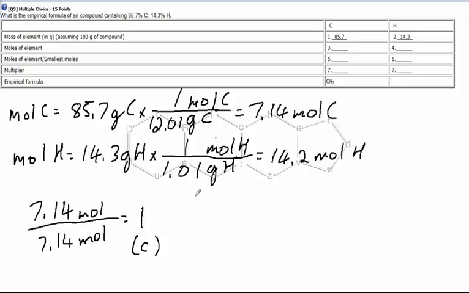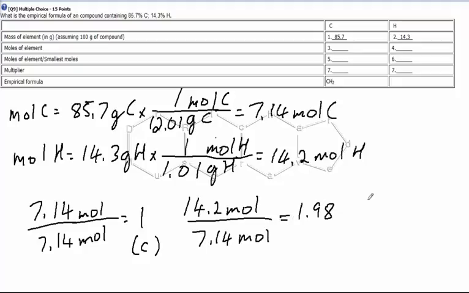And then we'll do the same thing for the hydrogen. 14.2 moles of hydrogen divided by 7.14 moles for the carbon, and that's going to be 1.98. And that's going to be rounded to 2, so that's going to be for the hydrogen.